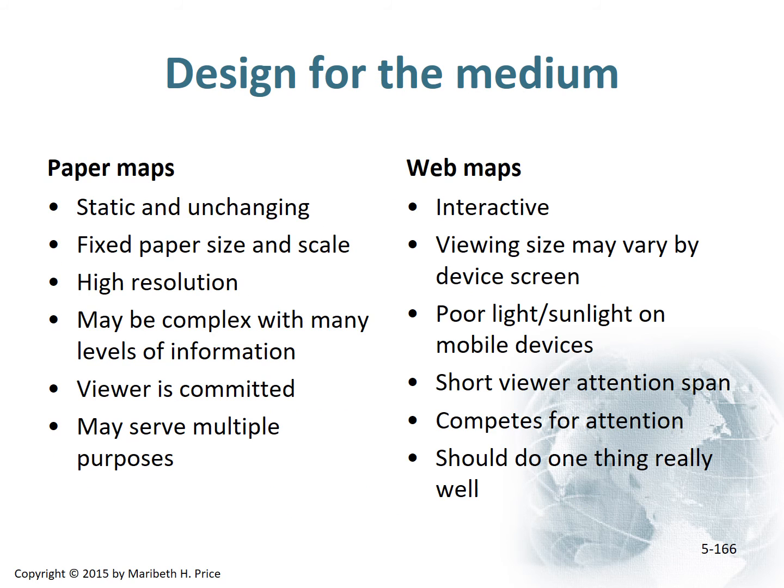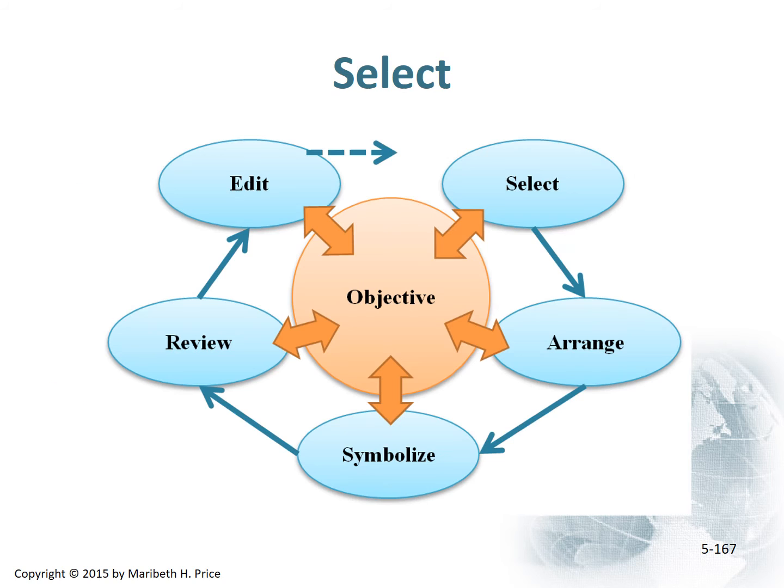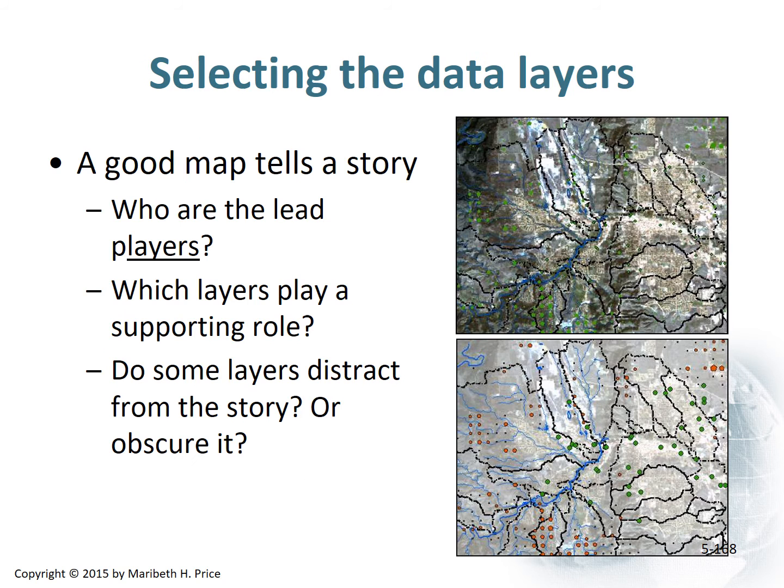So, make maps for the medium. Is it a poster? Is it on the web? Is it something that they're going to study for a long time? Or is it something that has to catch their attention? Understand these bullets. Memorize a few of these things. Again, select. You got to make maps that tell good stories, so you need to get good data, and you need to label and design and symbolize things so that people understand it, and make sure it's not too busy so that it distracts or obscures what you're trying to show.